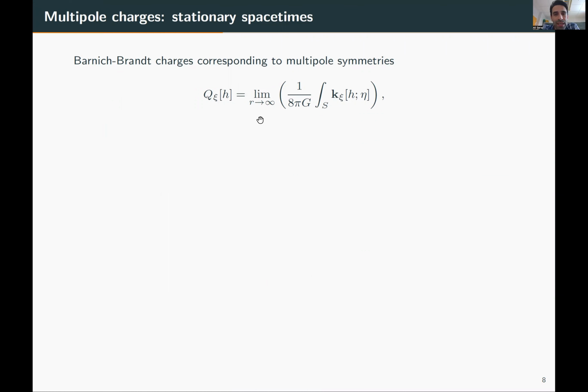Okay, so now about the charges. We use the Wald-Zoupas expression for the charge, and for the metric, following Thorne, we use the metric written in the canonical harmonic gauge.